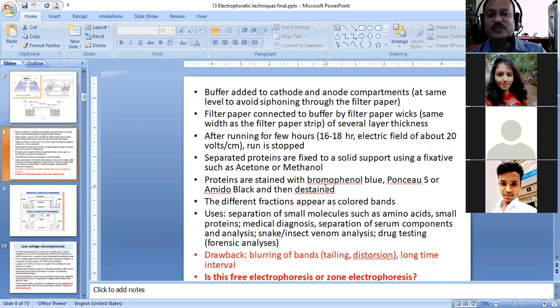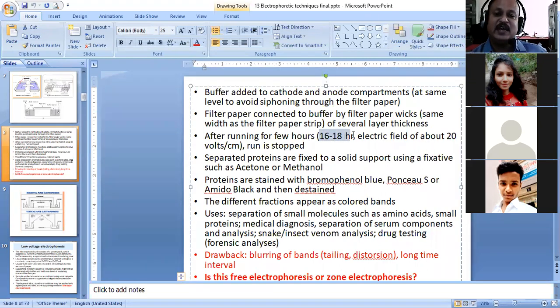Now, the main drawback of this particular technique is that it takes a long time. Can you see here, 16 to 18 hours are required for electrophoresis?